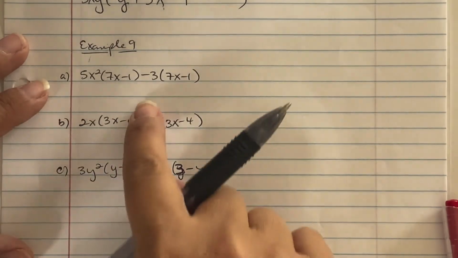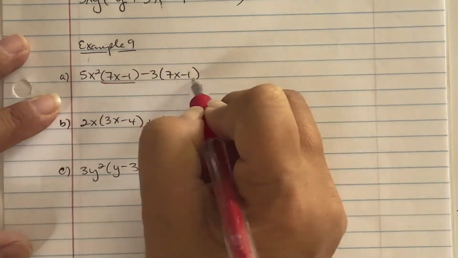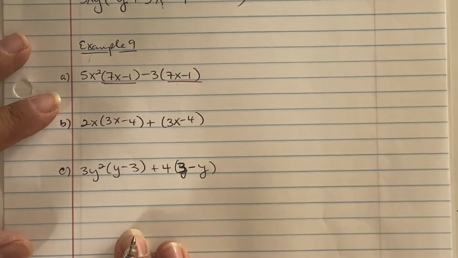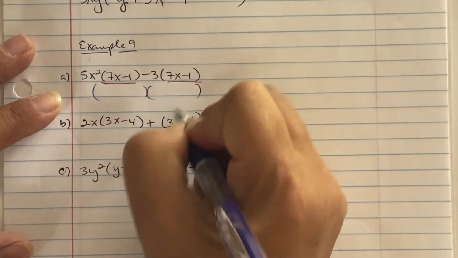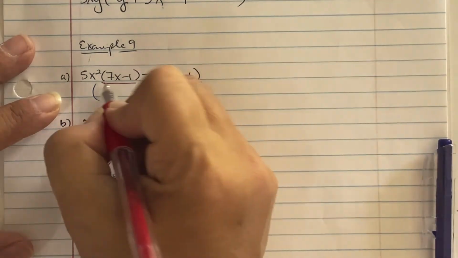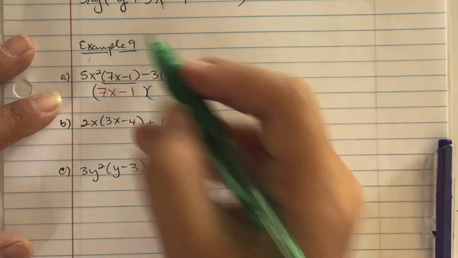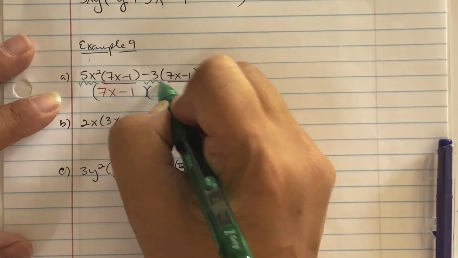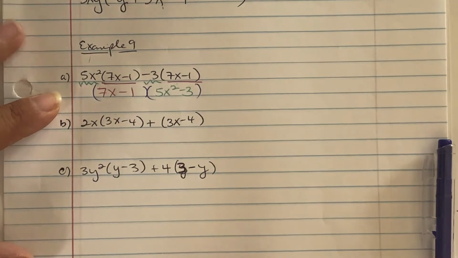On example 9, it's factored by grouping. Notice that they both share the parentheses 7x minus 1 in common. So you're going to write 2 parentheses. In the first one, you write what they have in common, which is 7x minus 1. Then in the second one, it's what was left over. So you write 5x squared minus 3 and you are factored.